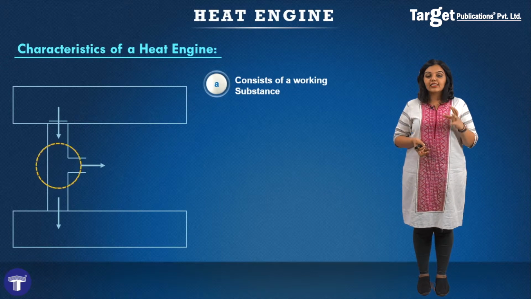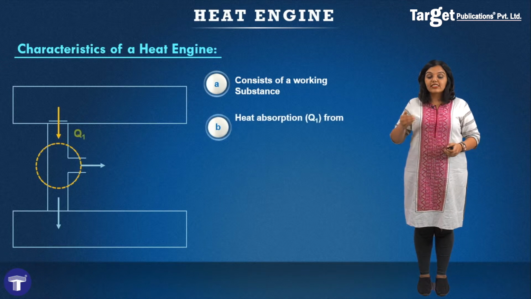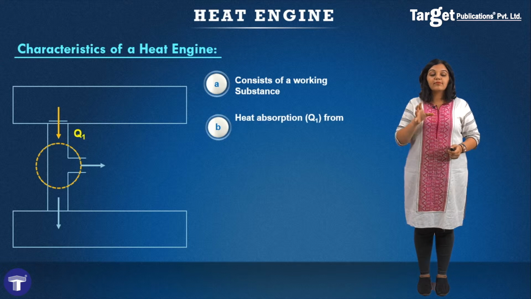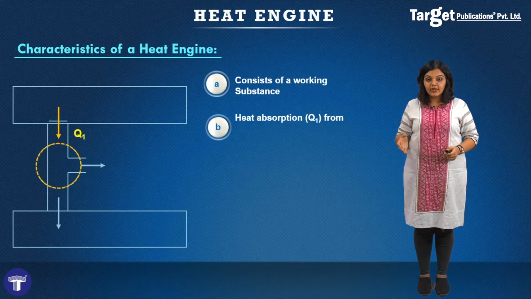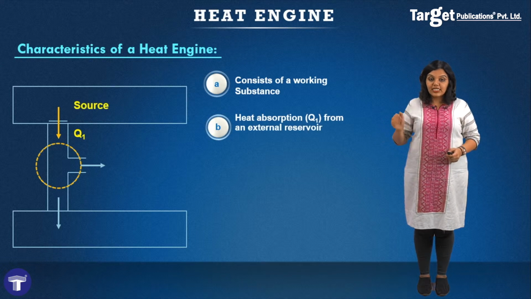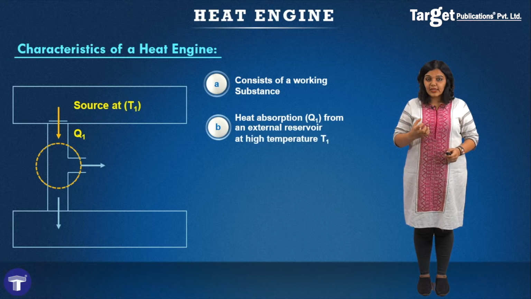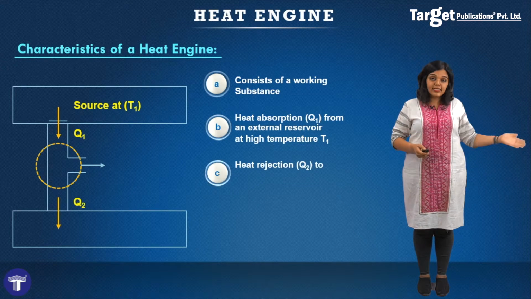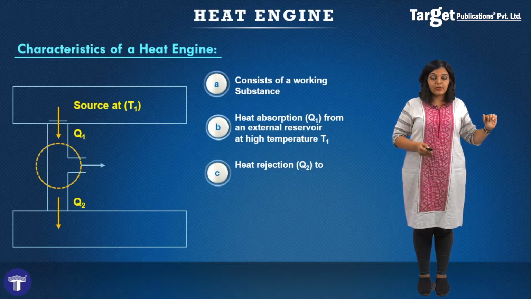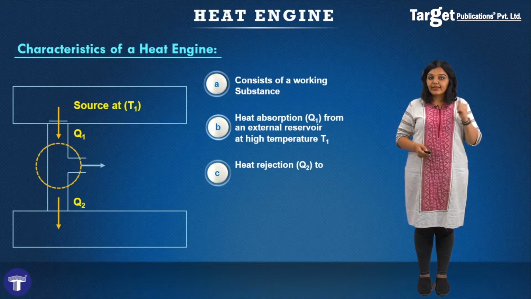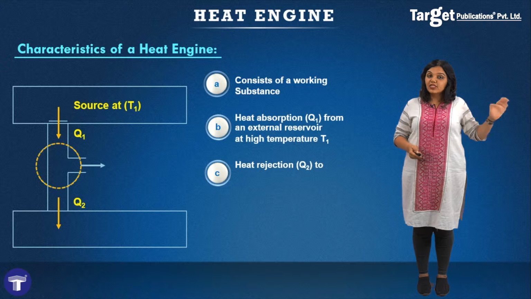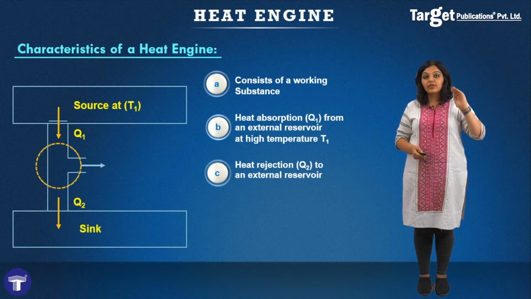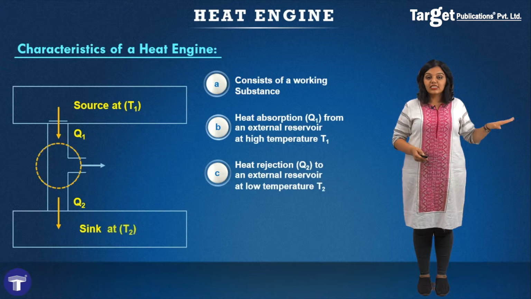So every heat engine has a working substance. This working substance absorbs heat from an external reservoir. Now let's say that it absorbs heat Q1 from an external reservoir at a high temperature T1. So we say that the working substance is taking heat from a source at T1, and then this working substance rejects or releases heat to another external reservoir at a lower temperature. So let's say that the heat rejected by this working substance is Q2 and it is rejecting it to an external reservoir at a lower temperature, that is at temperature T2.